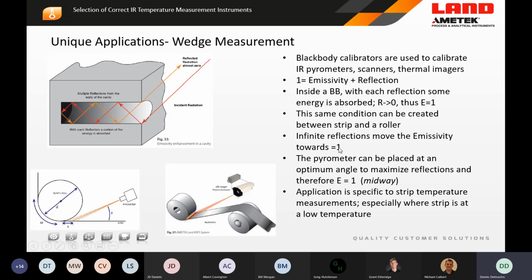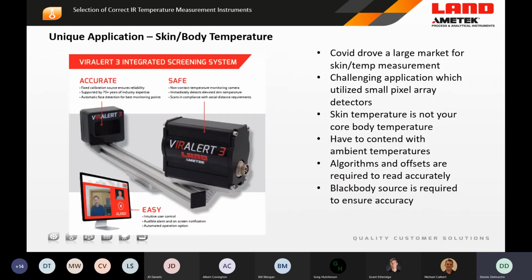If your emissivity is basically 1 or very close to it, you don't have any error, so you have a very accurate temperature reading. The optimum angle, we figure that out, but it's typically about halfway of what this is based on a certain distance. And there's some math behind it, but we can tell what the angle needs to be. So this application is specific to strip temperature measurements, especially where strip is at a very low temperature. Low temperature means high reflectivity, low emissivity. So a wedge improves the emissivity by driving it towards 1.